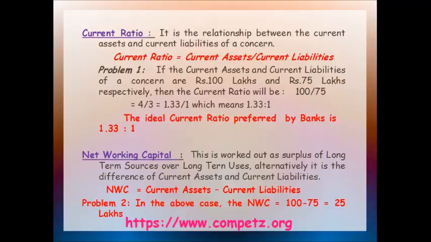Remember friends, 1.33:1 is the ideal current ratio preferred by banks. For normal industry other than banks, it is 2:1. This is only applicable for banks. The ideal current ratio is 1.33:1. So what does 1.33:1 indicate?